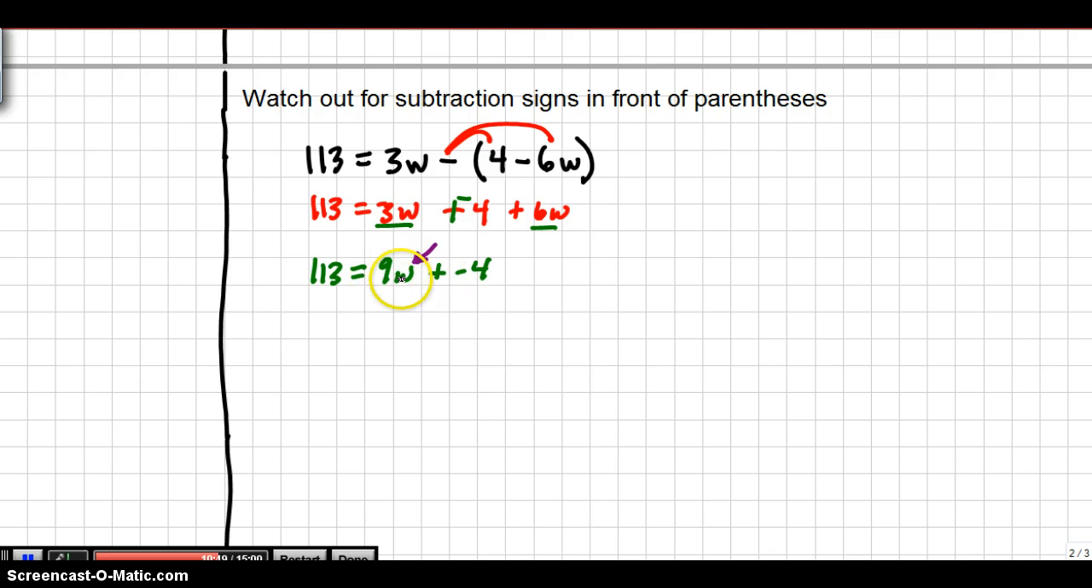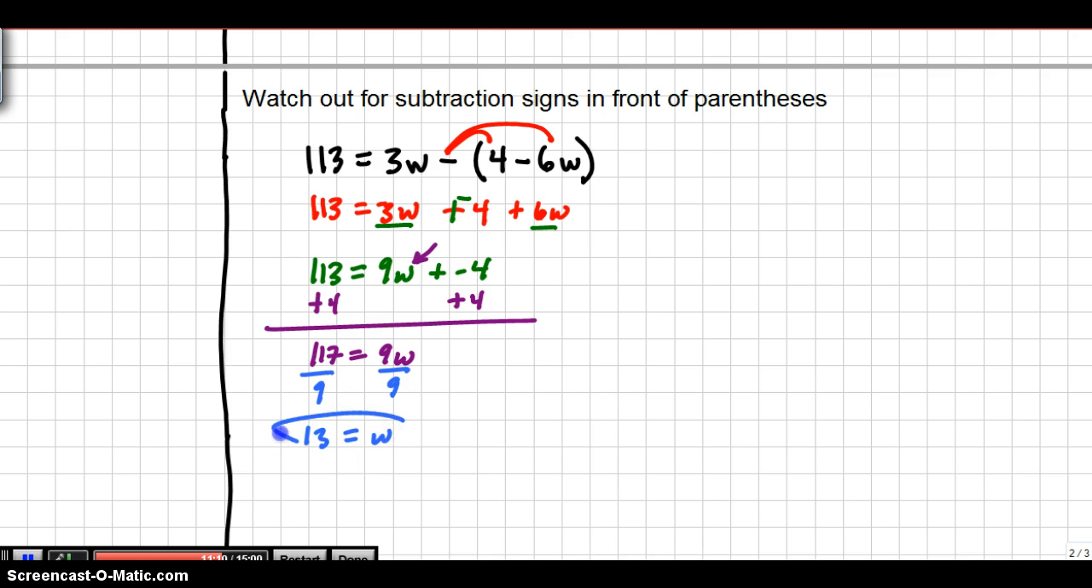So the 9 is right next to the w, so we're going to deal with him later. And let's go ahead and move the 4 over. It's adding a negative right now, so we're going to add the opposite. We're going to do that to both sides. We still have 9w. To get rid of a number next to a variable, you would do the inverse operation, which is simply to divide. When we do that, we get 13 for w. Again, if you have time, go ahead and plug in the 13 for w and see what you get.